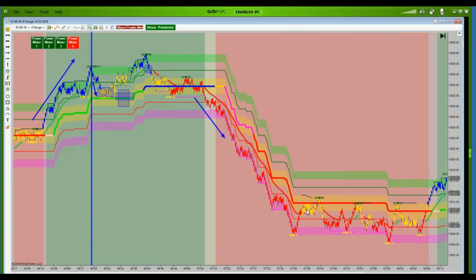Let me show some examples. Here's an example right here. Here's an example right here. Another example right here. And of course, you can see an example right here.